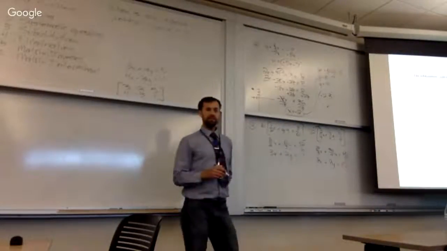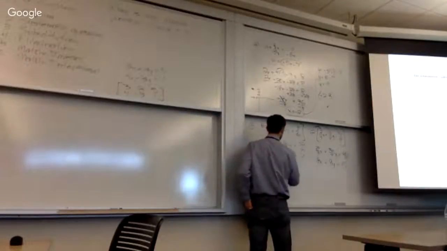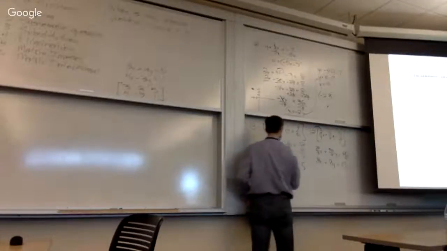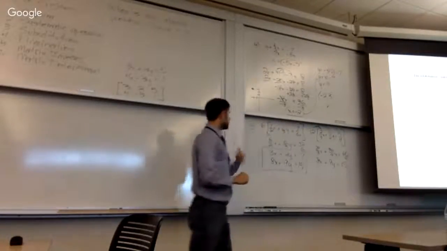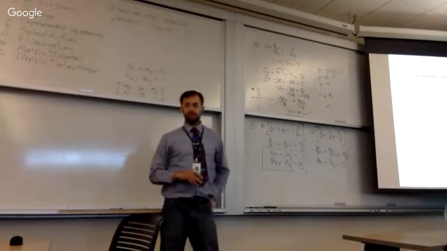Is that what everyone got? All right, so I'm going to write them above each other. So 8x plus 9y equals 15. What a great problem. So they're asking us to use the elimination method.